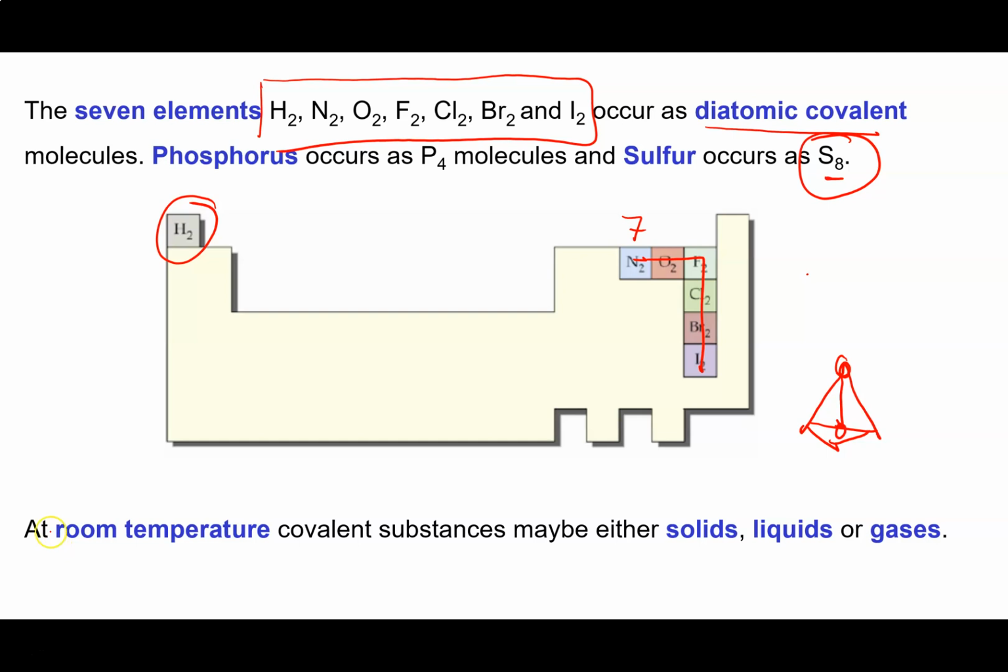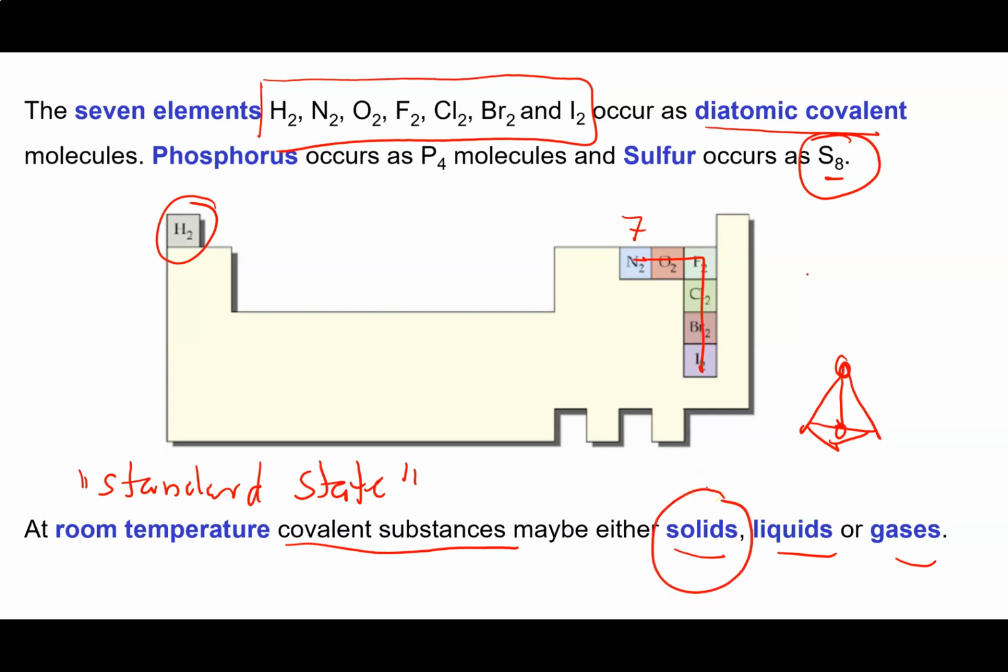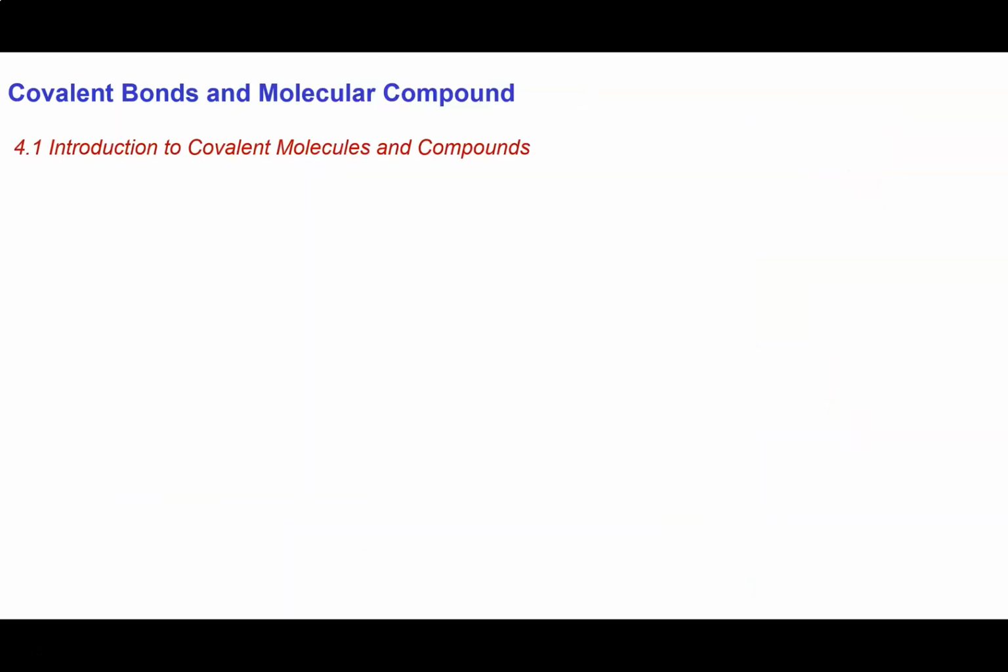Now, under normal conditions, what's often referred to as standard state conditions, so what you experience at room temperature, what we find with covalent substances, in contrast to ionic compounds, is that they can be either solids, liquids, or gases. So they have a very wide range of melting point and boiling point. If they are solids, their melting point tends to be a little lower than what we see for ionic compounds. All ionic compounds are solids at room temperature and generally have very high melting points.